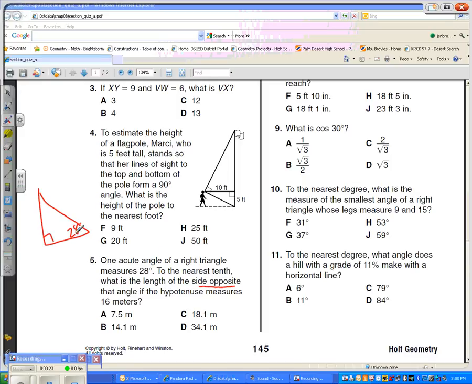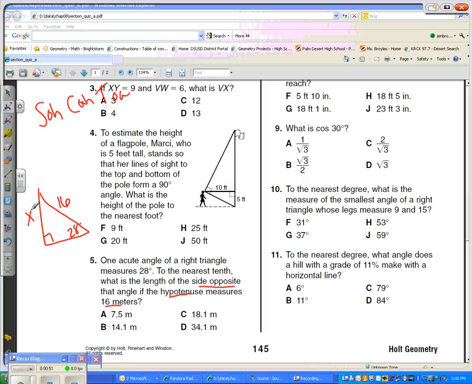So, wherever you put your 28, the side opposite of it is going to be x. That's what we're solving for. And it says that the hypotenuse measures 16. So again, the hypotenuse has to be across from the 90 degrees, so that one has to be 16. We're solving for x, so the first thing you have to think about is, are we using sine, cosine, or tangent? To figure out what we're going to do, we need to look at the x.